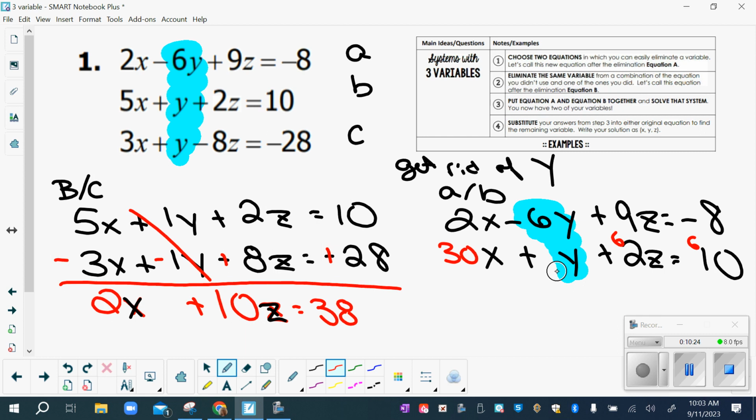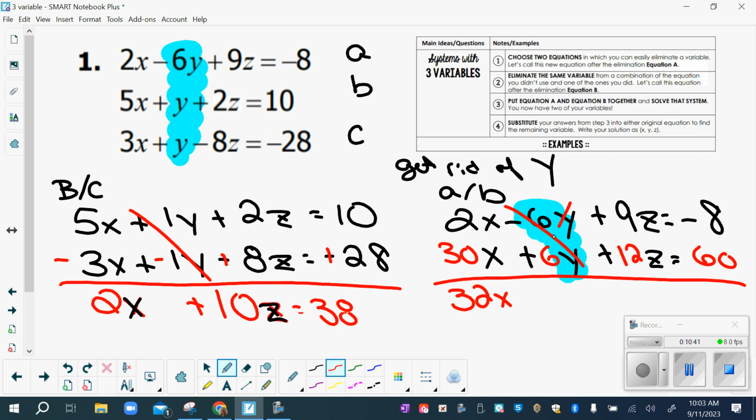And yes, the numbers are going to get big. That's why we have calculators, and we're not babies and we're not scaredy cats, right? But the numbers are going to get big because we keep doing stuff, right? So did you get 32x? Those guys go away. Plus 21z equals 52. Do I look okay? Please tell me if I made a mistake.